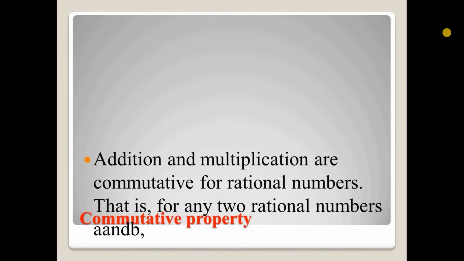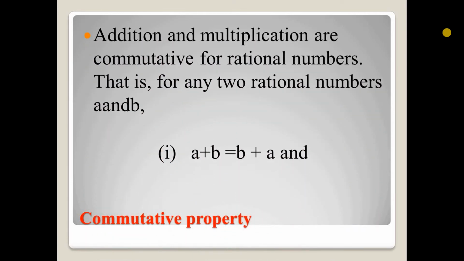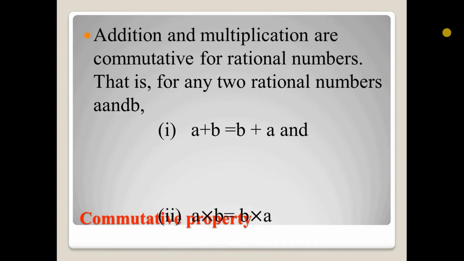So now we are going to see the commutative property. Commutative property in Tamil is called parimaatru panbu. Addition and multiplication are commutative for rational numbers. That is, for any two rational numbers a and b, a plus b equal to b plus a and a into b equal to b into a.